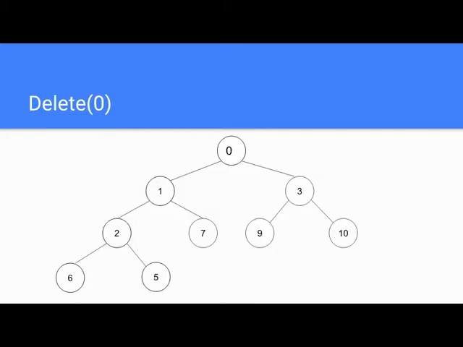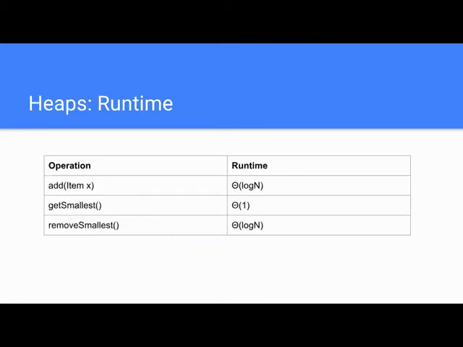If we were to delete 0, we would swap it with 5, and then we would bubble down until 5 is in its rightful place. Any questions there?